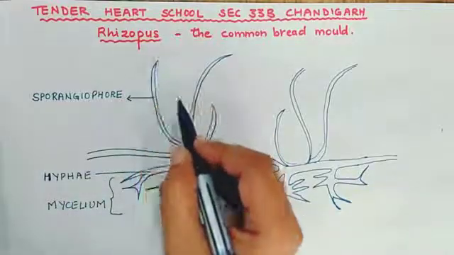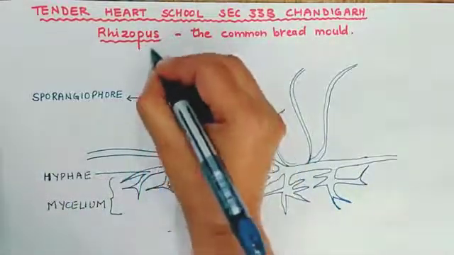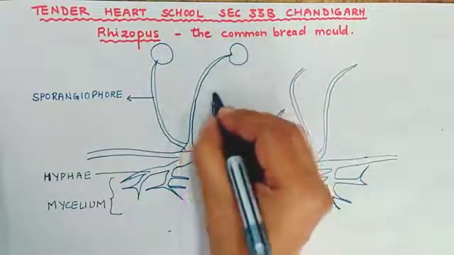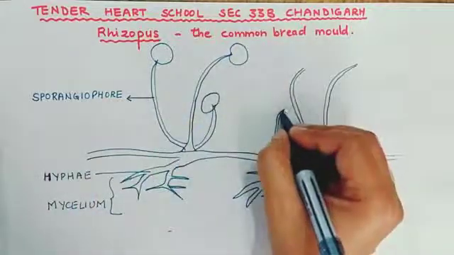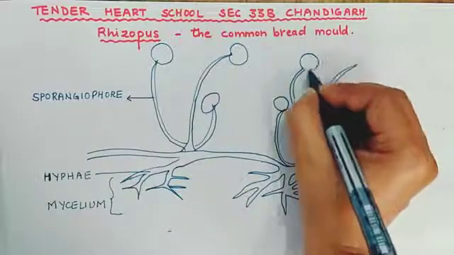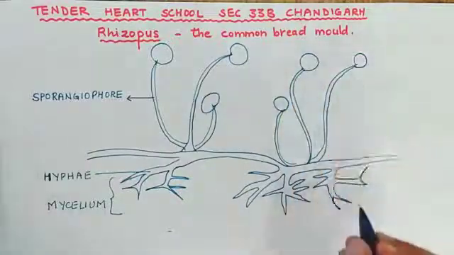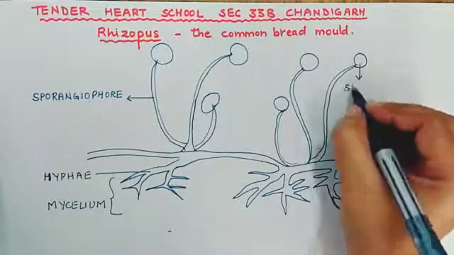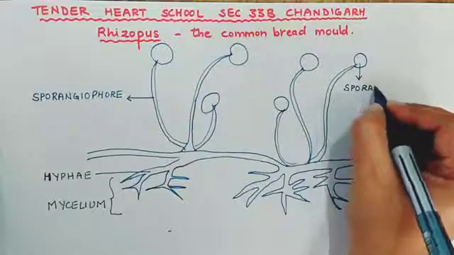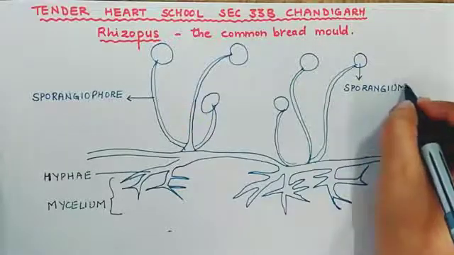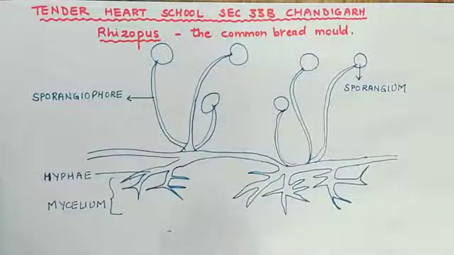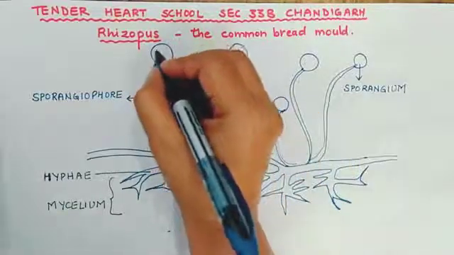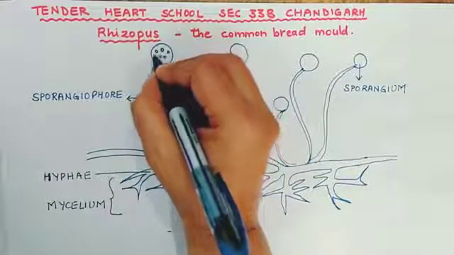On the top of the sporangiophore, we have a swollen structure which is called the sporangium. Sporangium is the uppermost swollen structure present on the sporangiophores. So these are the sporangium. So let us just label this also. So this is called the sporangium. Now all these sporangium contain the spores inside them.